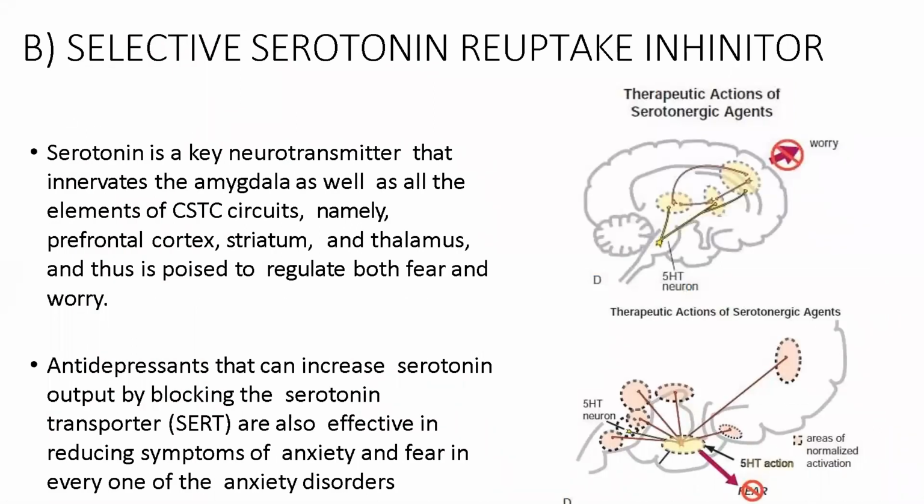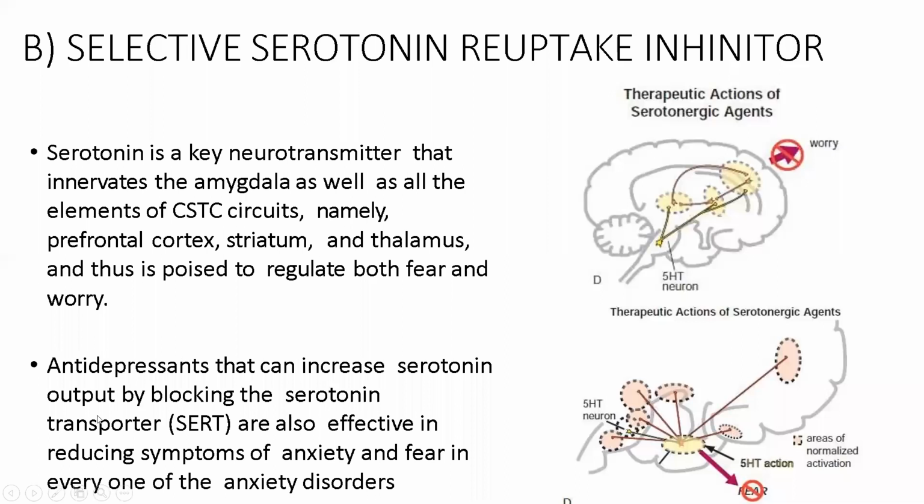The next class of drugs in anxiety is selective serotonin reuptake inhibitors. Sorry, there is a typo error here. So, as you know, 5-HT is one of the very important key neurotransmitters involved in anxiety. It innervates the amygdala and also the CSTS circuits, and also the prefrontal cortex, striatum, and thalamus. So it regulates both fear and worry.